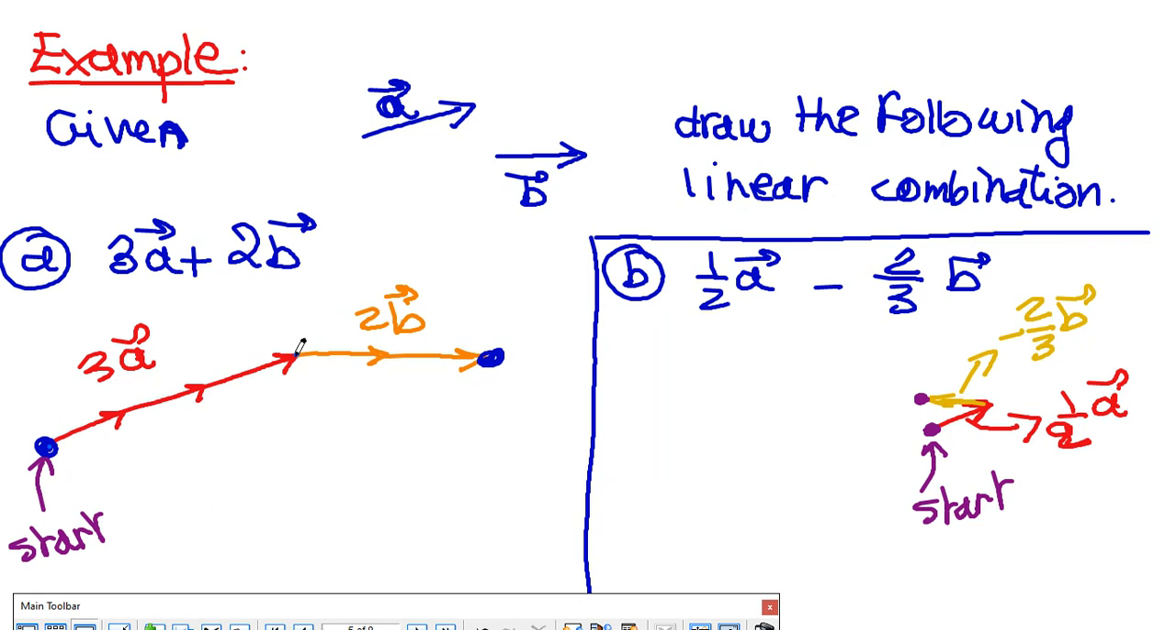When I finish, I start to draw 2B. Parallel to this one, I have 2B. So I start from here and I end here. So what's going to be the sum of those two vectors? This is the third vector.